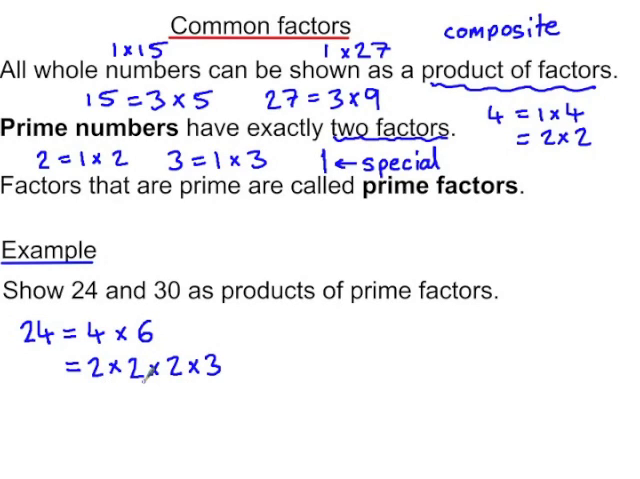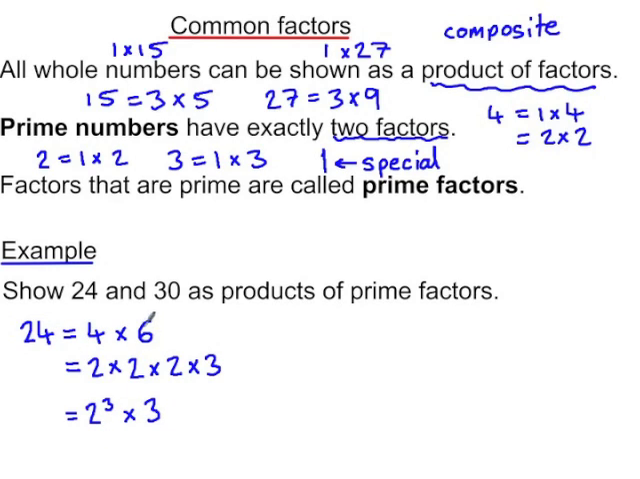And 2 times 2 times 2 times 3 is 24. This is now a product of prime factors because 2 and 3 are both prime. And I can go one more step, which is to write it in index form. 2 times 2 times 2 is 2 cubed multiplied by 3. So this is now writing 24 as a product of prime factors.